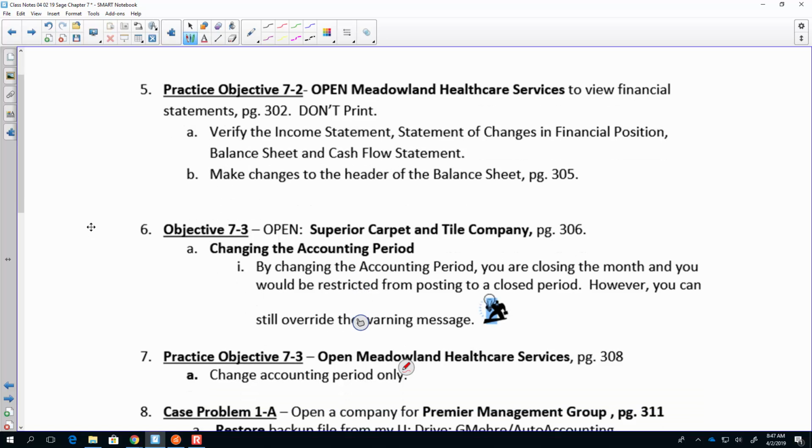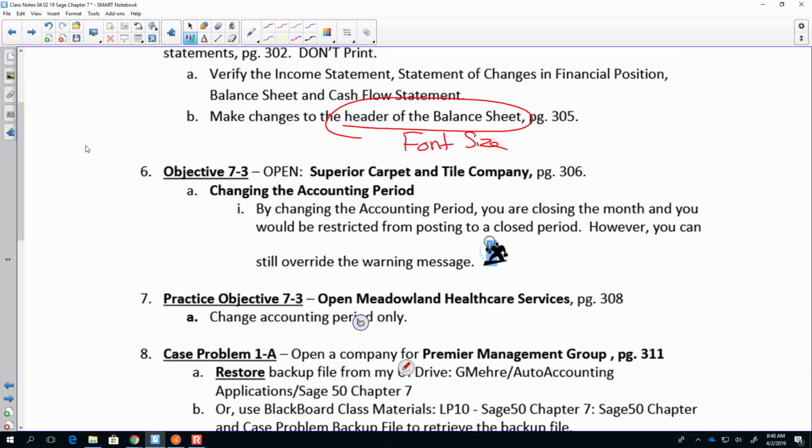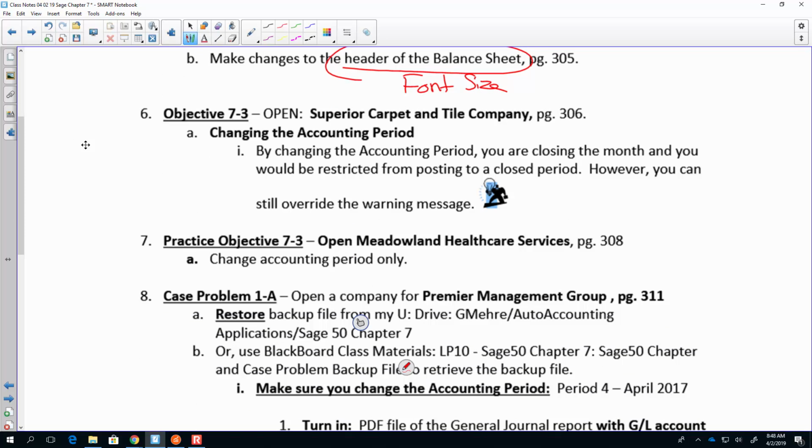And I do show that discussion also on 302. They actually have a checkpoint where you can do some modifications of the header on a balance sheet. Again, font size, that sort of thing. It's up to you if you wish to do that. So, that's basically it. Oh, I do want to mention on page 306, if you could turn there.